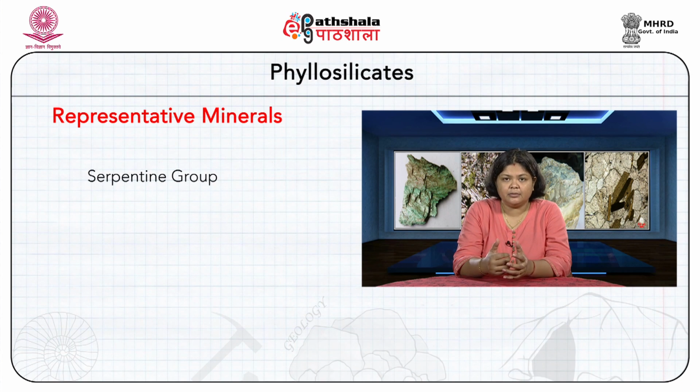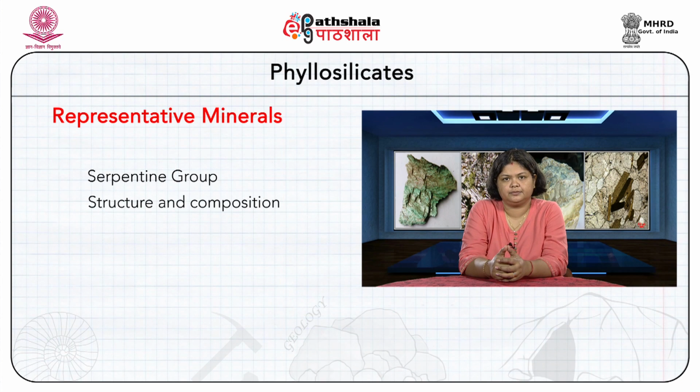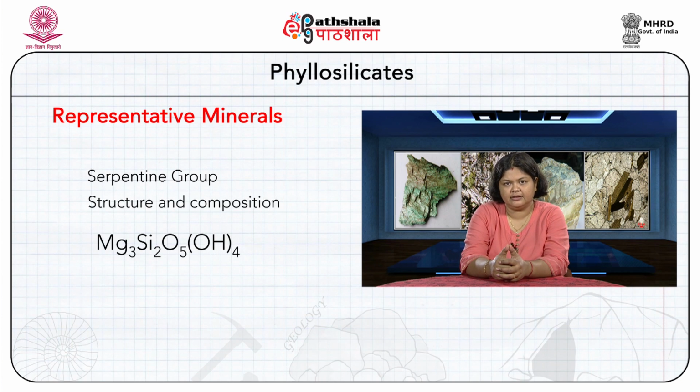Serpentine group is another mineral group belonging to phyllosilicates. We will first discuss its structure and composition. All the three varieties of serpentine group of minerals have a composition of Mg3Si2O5(OH)4 and are named chrysotile, lizardite and antigorite. They are all trioctahedral 1:1 layer phyllosilicates.